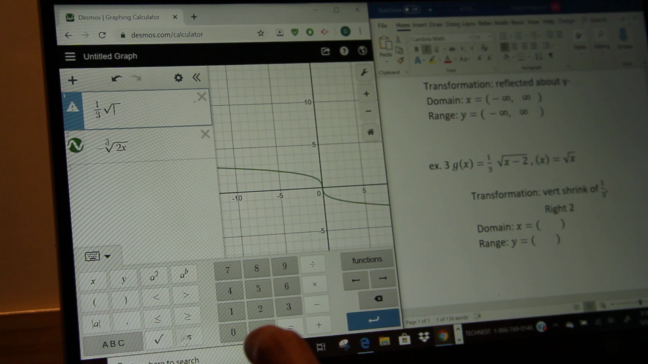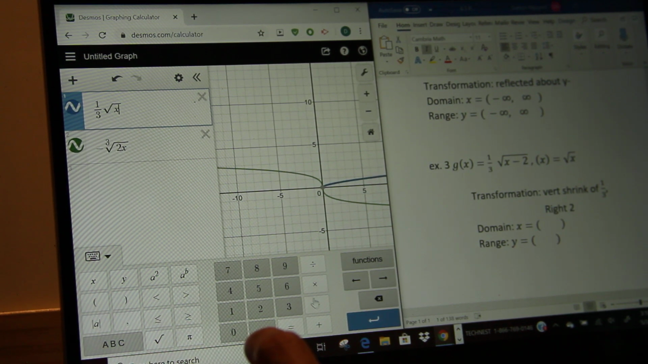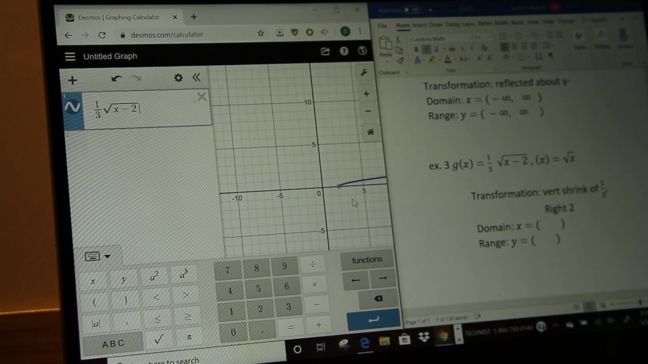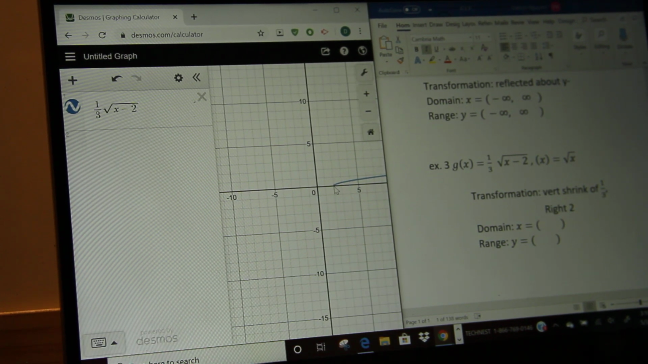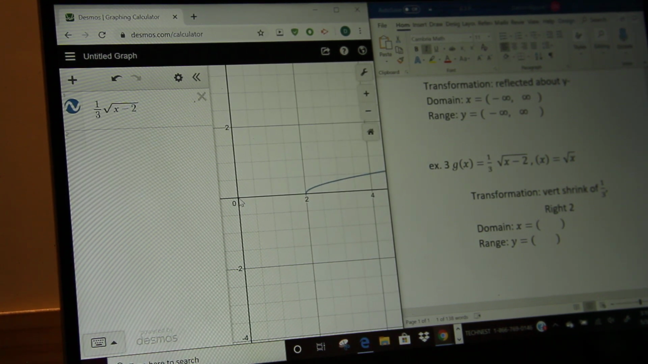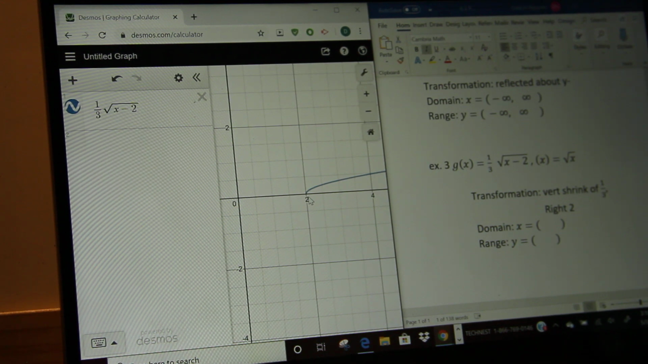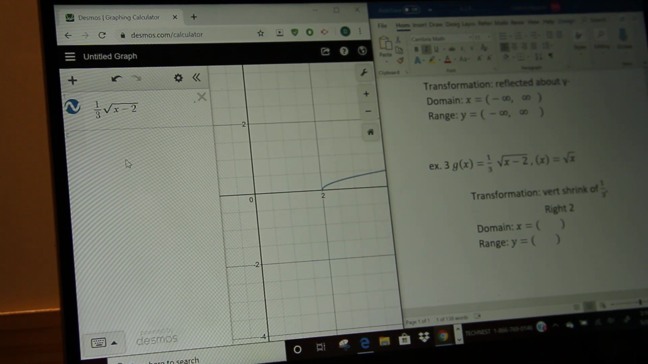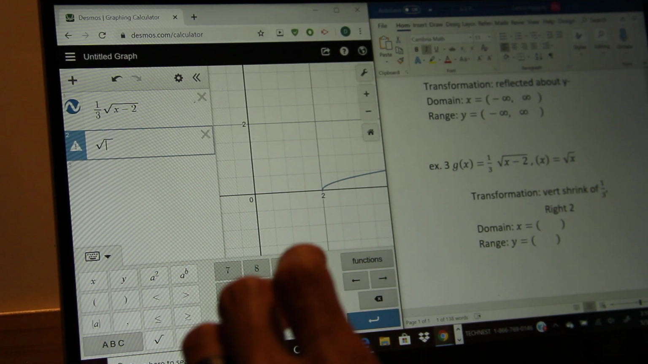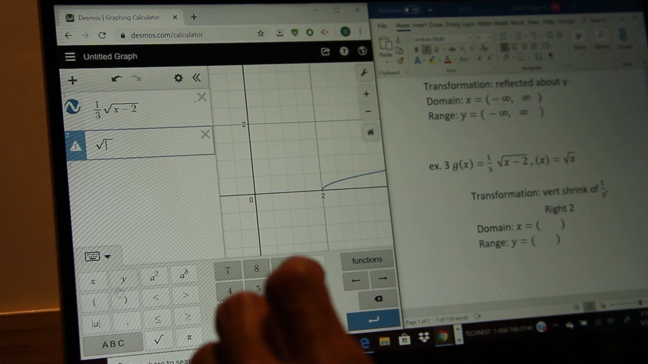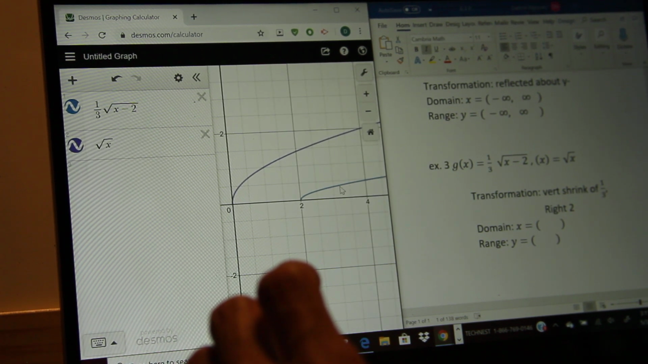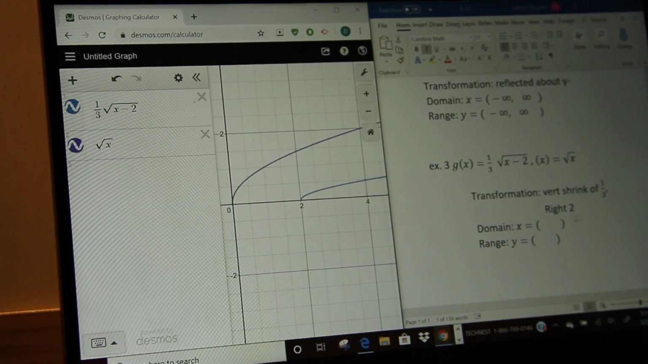Square root of x minus 2. That's what our function looks like there. So notice how it's starting here at the right. See? Starts from the right of the origin, 2 units. And it is 1/3 as big as the original function. So here's the original function. See that? Look how small it looks now. Okay? And that's what that means.